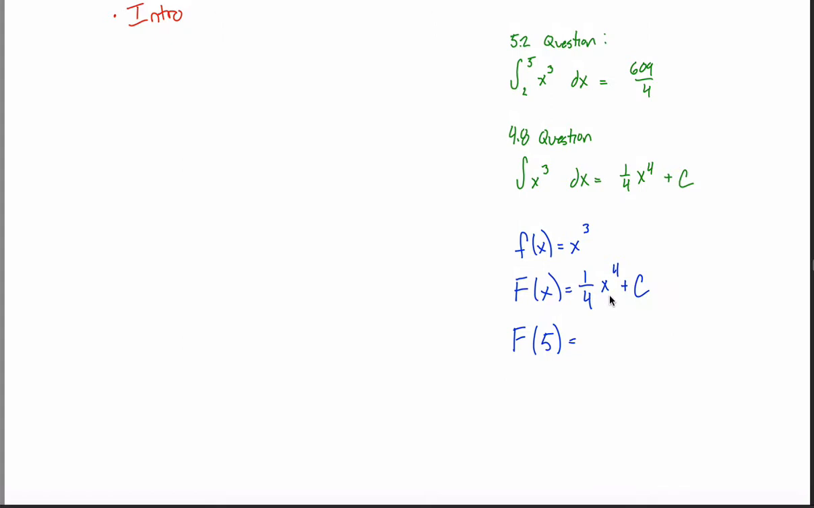See, 5 times 5 is 25, times 5 is 125, times 5 again, I think it's 625. So we get 1/4 times 625. We get 625 fourths, and if you want, plus this constant. All right, that's kind of similar, but it's not quite the same. I don't see what's going on.